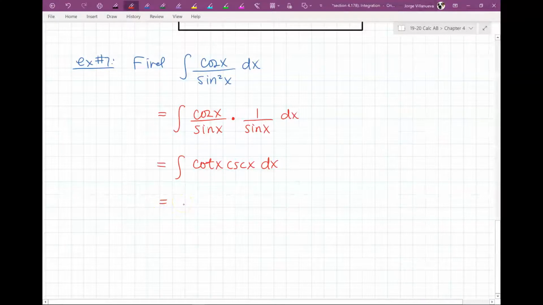Is it negative or positive though? It's negative, right? Negative cosecant x plus c. And there you go, you're done.